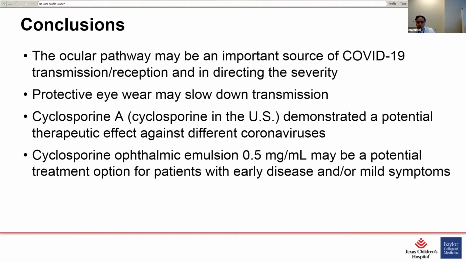So in summary, the ocular pathway may be an important source for COVID-19. We now know that the virus loves the eye, and it may be the directing force for the severity. Protective eyewear may slow down the transmission. I think this is a very important point to elaborate, and I think the CDC should, based on the latest studies, issue a warning about wearing contact lenses and the importance of protective eyewear. There is a large study that shows cyclosporine can have an antiviral effect against coronaviruses, and cyclosporine drops are available and can be a potential option for treating and as prophylaxis for COVID-19.